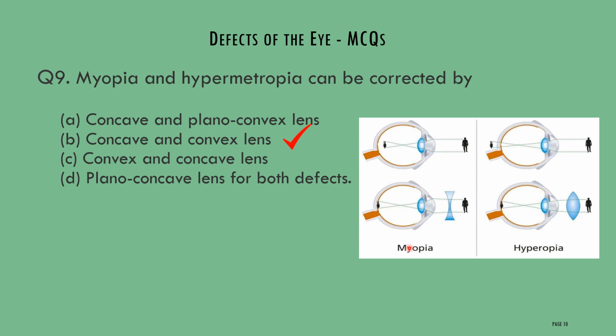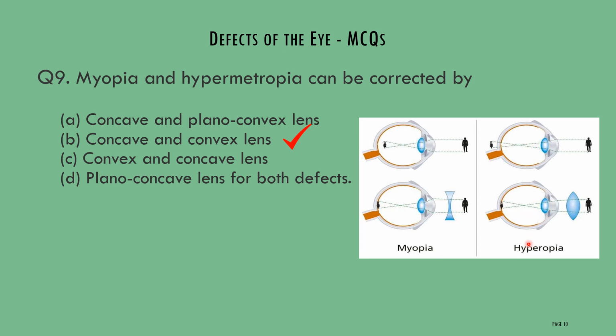Look at here, in myopia we will use a concave lens. A concave lens is a diverging lens. It will make the image form exactly on the retina. In the first case, the image was before the retina. When you use the concave lens, it will diverge the rays, then the image will form exactly on the retina. Therefore, to correct myopia, we will use a concave lens.